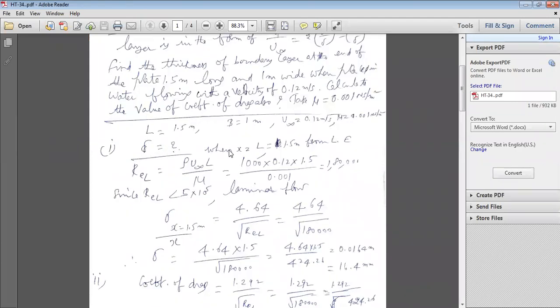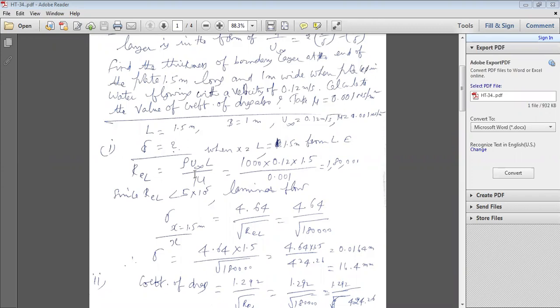At what point are you supposed to calculate the boundary layer thickness delta? When x is equal to L, measured from the leading edge. So the x value is x is equal to L, that is 1.5 meters.